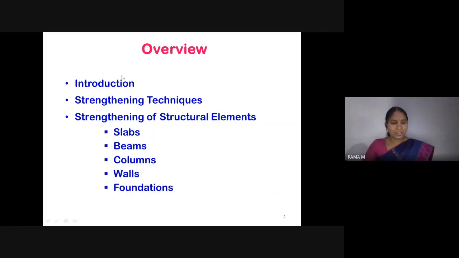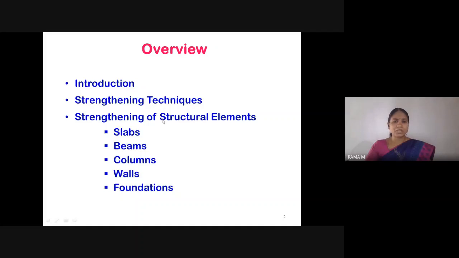There are 3 parts in this presentation. The first part is the introduction, the second part is strengthening techniques, and the third part is the strengthening of structural elements. In the introduction part, I am going to address the need for strengthening, the strategy to do the strengthening, and the factors influencing the strengthening. In the second part, the different techniques available for strengthening will be addressed.